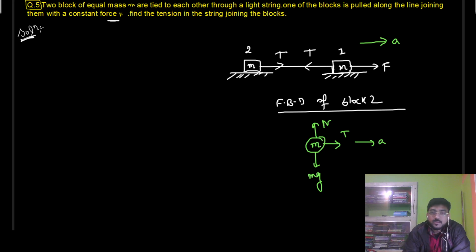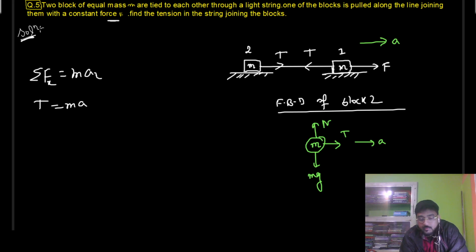So seeing this free body diagram for block 2, we can derive T. Here, if we put summation Fx is equal to max, then the only equation will be T is equal to ma. But what is a? If we find a, then you can easily tell the value of T. So how can you find the acceleration of this system? You can find the acceleration of the whole system easily: a is equal to force divided by total mass. Here the external force is F, and this T is an internal force.